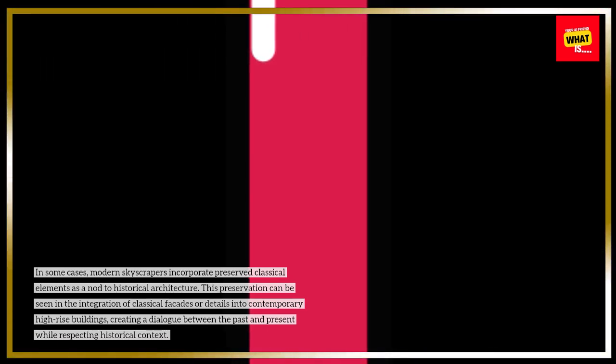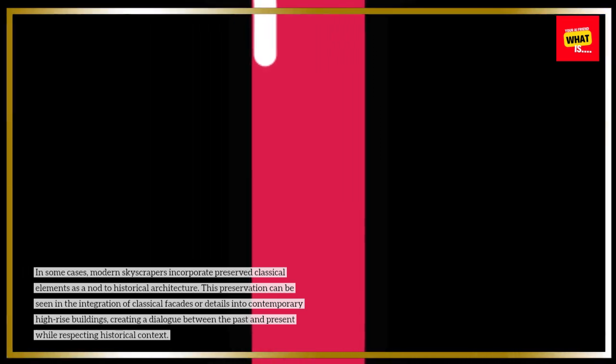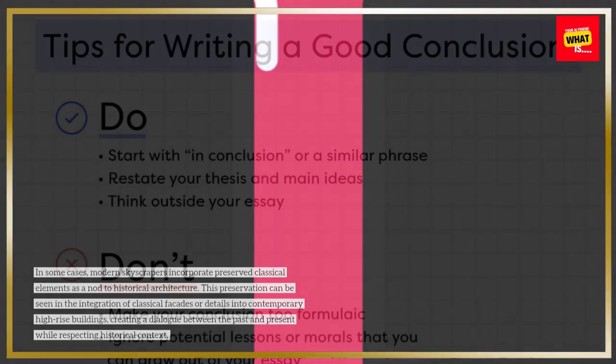Preservation of classical elements. In some cases, modern skyscrapers incorporate preserved classical elements as a nod to historical architecture. This preservation can be seen in the integration of classical facades or details into contemporary high-rise buildings, creating a dialogue between the past and present while respecting historical context.